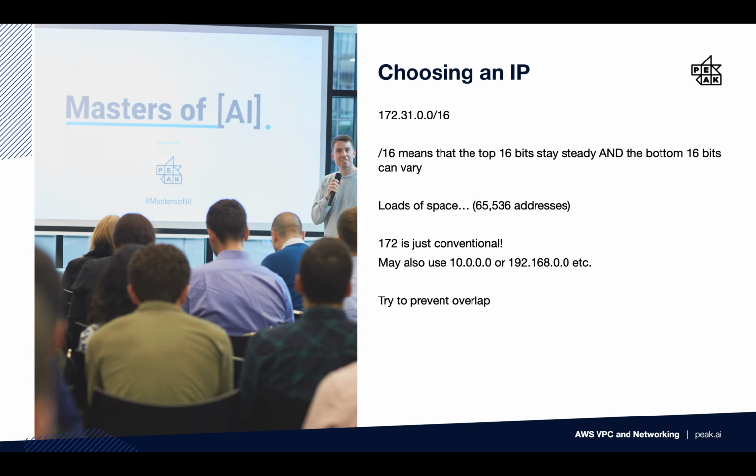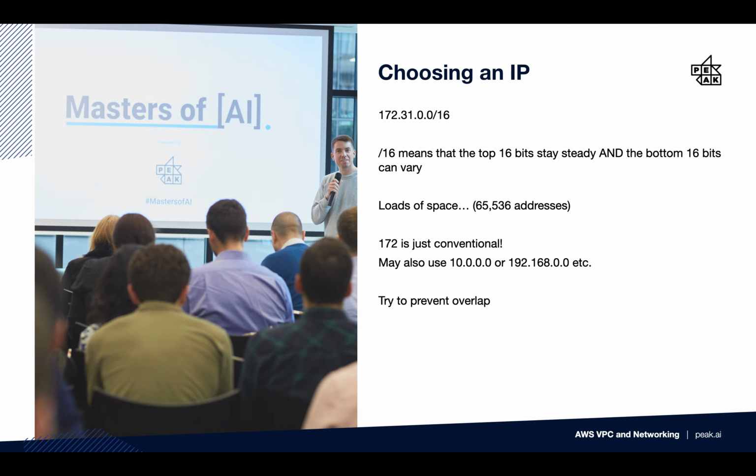So, for example, all the IP addresses within this range would all start with 172.31, and then the rest would vary. Okay. Now, using slash 16, you may use slash 32, slash 20. They'll give you a different number of available IP addresses based on how many bits will vary and how many bits will stay the same. Now, this example, slash 16, gives us 65,536 addresses. That's loads of space. Lots of room to play with. Allows us to make some changes later if we need to, and so on.